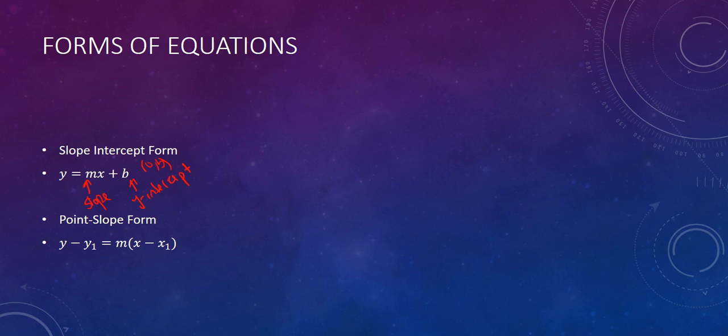And then in point-slope form, m is still the slope, and x1 and y1 are the ordered pair given to us. So we're going to put numbers in for y1, m, and x1. So I'm going to do again 2 examples and then have you try the third.